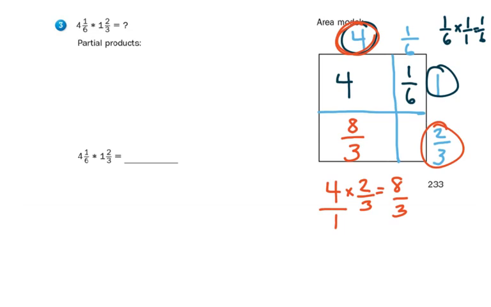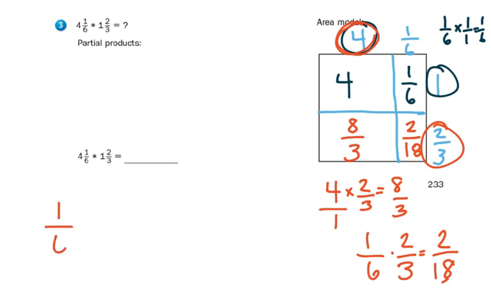And lastly, 1/6 times 2/3. Multiply straight across. 1 times 2 is 2. 6 times 3 is 18. Make sure you're writing all of this down. 2/18. Now I have to add all of those together. 1/6. Write this down with me. Plus 8/3 plus 2/18. Go ahead and write that down. I'll be looking for this when you take a picture.